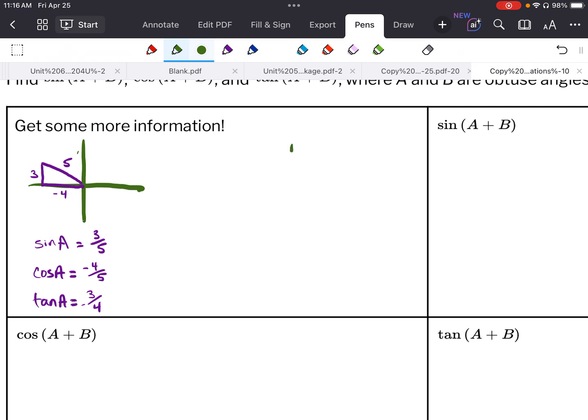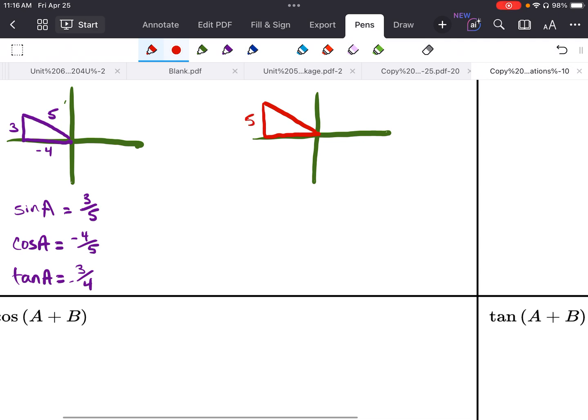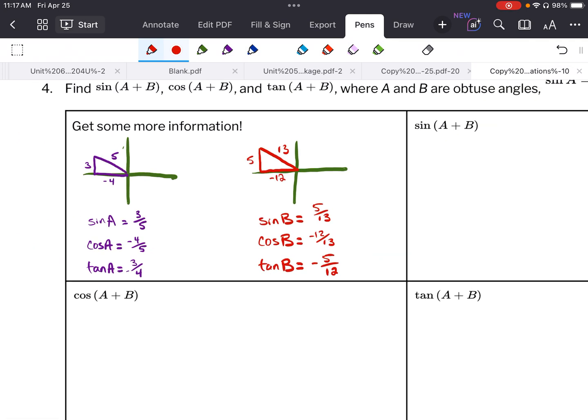Good. And we have one more, because now we need to find the ratios for B. Again, this is an obtuse angle. And it says sine B is 5 over 13. So opposite is 5, hypotenuse 13. 13 squared, take away 5 squared is 12 squared. So we have sine B is 5 over 13. Cos B is negative 12 over 13. And tan B is negative 5 over 12. Great, now we know our A's and our B's, so let's work with this.